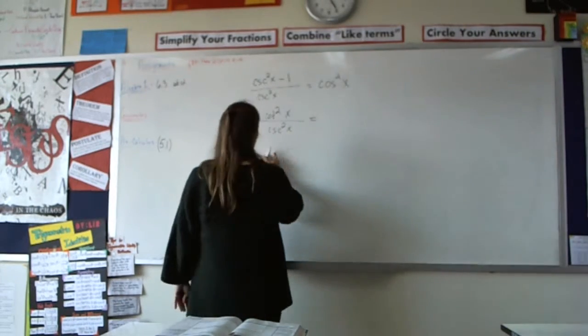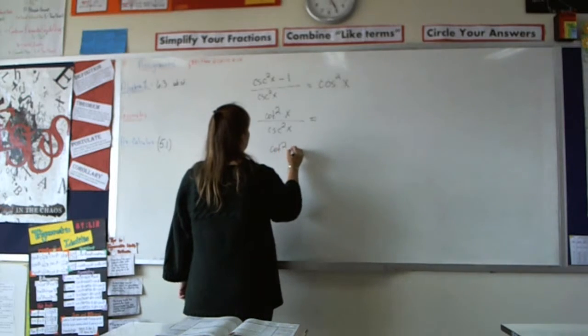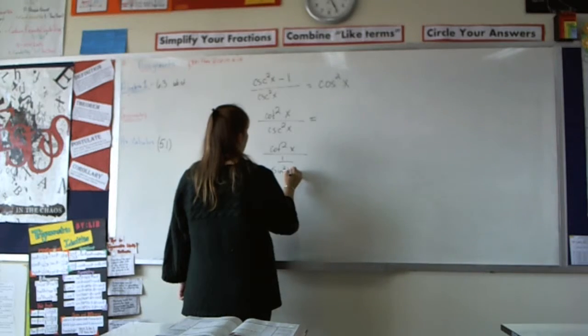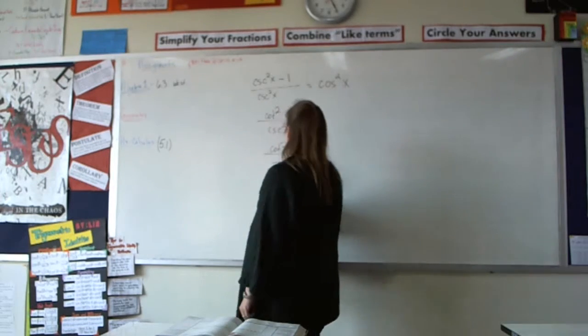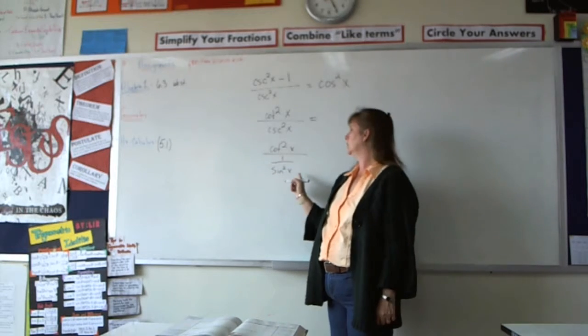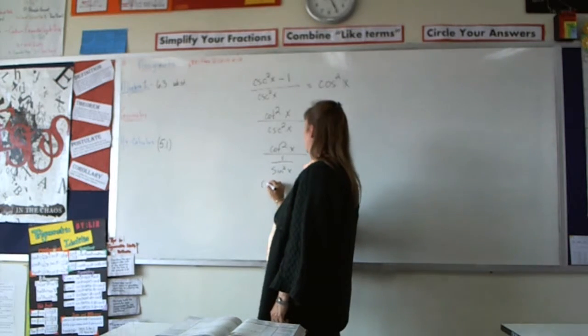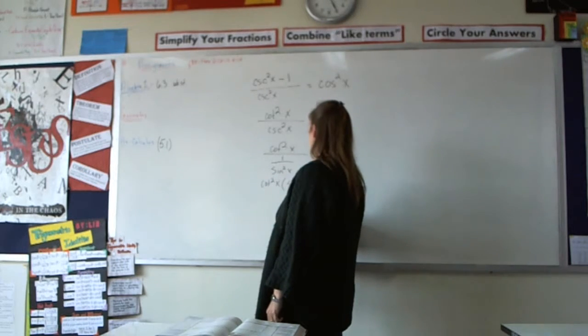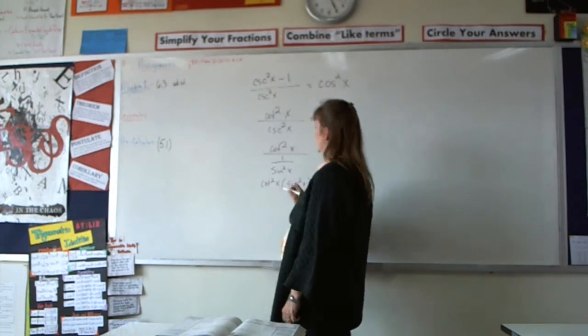So I'm going to put this over 1 over sine squared x. This one, no problem. We multiply by the reciprocal, it comes up on top, and that becomes cotangent squared x times sine squared x. Good?